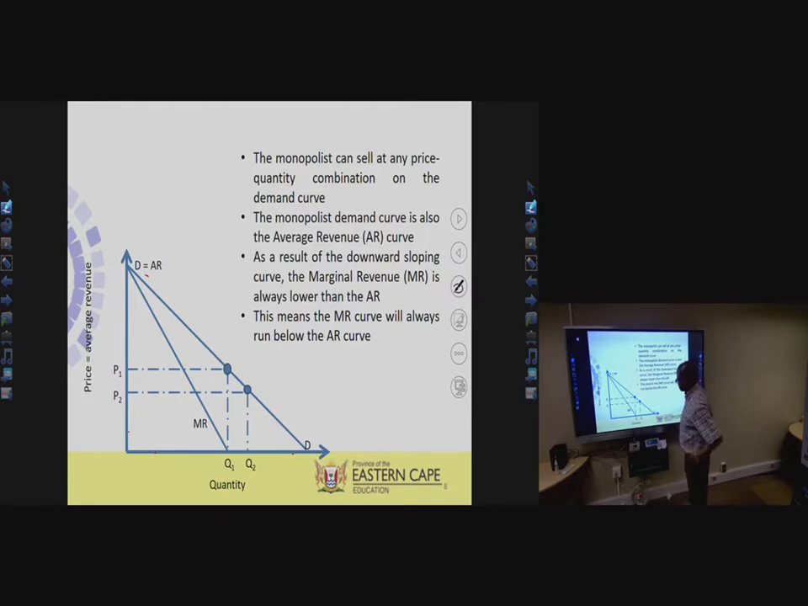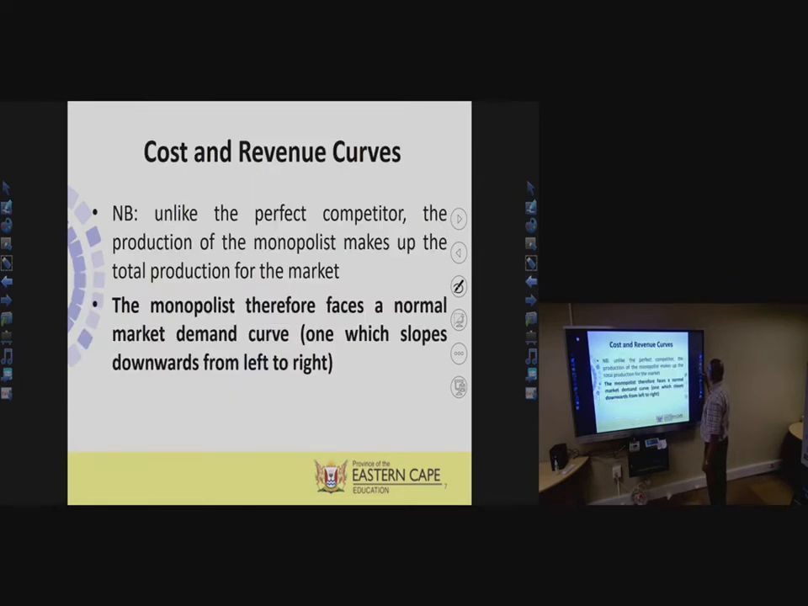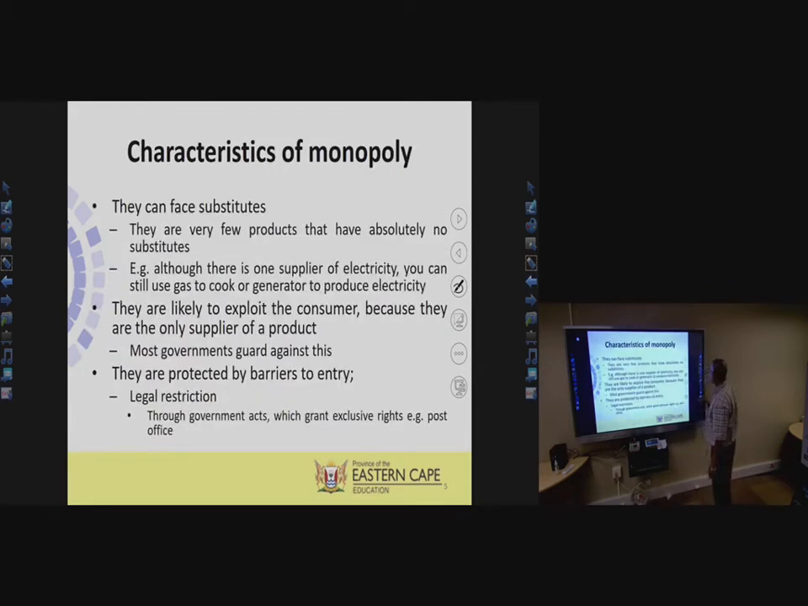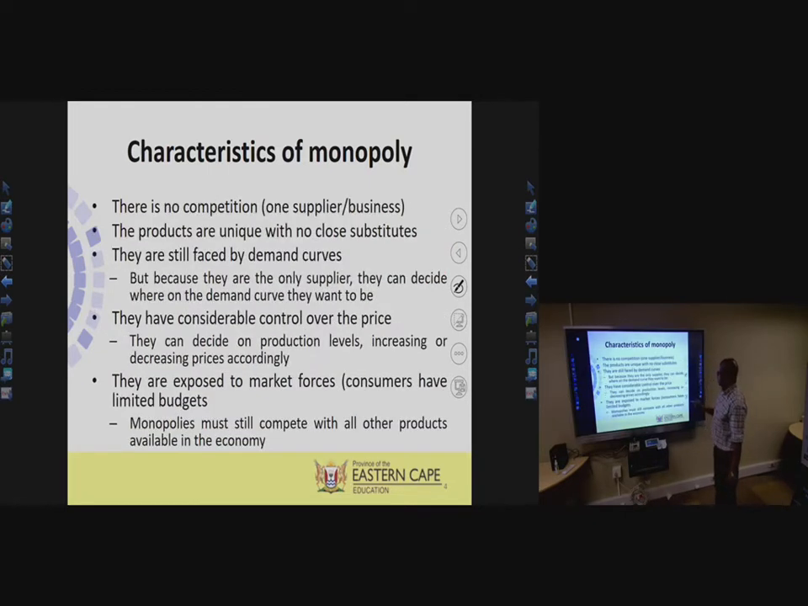Then this is the normal demand curve. Monopolies are faced with such a demand curve. Then I can go back to the slide I wanted to explain. As I've done, they are faced with the demand curve. They have considerable control over the price. What do I mean by that?